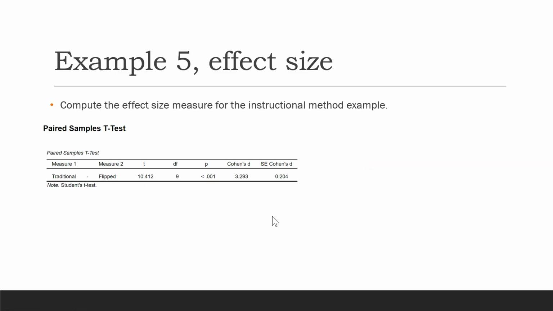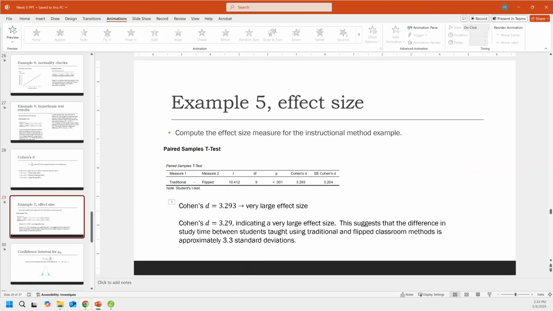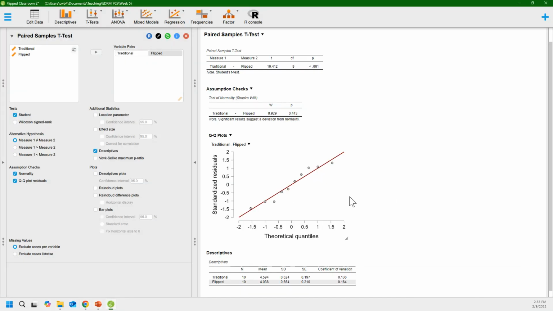All right. So in JASP, I want to show you how you can get the effect size measure there. If you go to additional statistics, you can go to effect size, and then you're going to see this paired samples t-test. Our Cohen's d effect size measure is 3.293. That is a very, very large effect size.